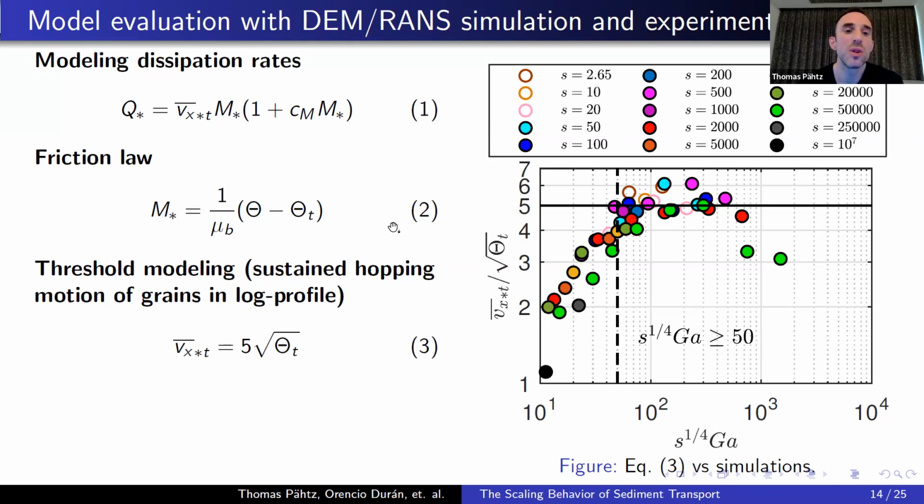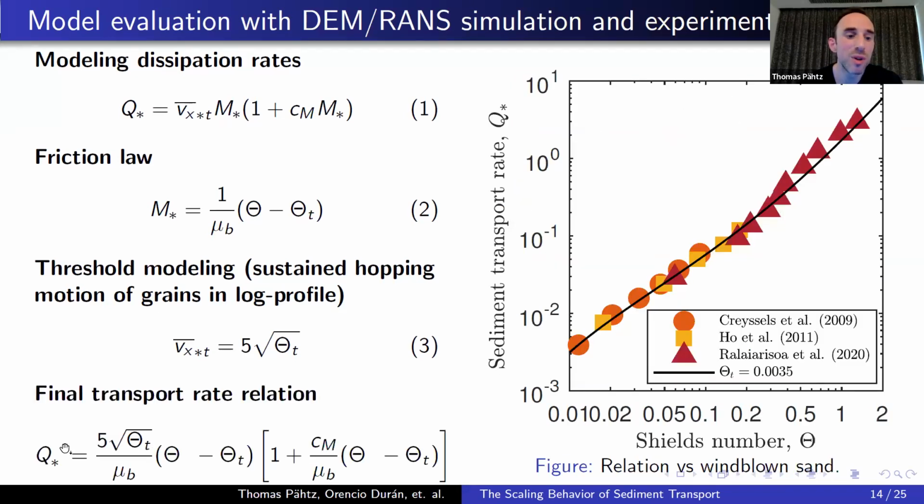Okay. So now we can put these two equations in and get to a final equation. That would be this one. And then we can compare this final equation, not with numerical simulations as we have done, but now with actual measurements. And at this stage, the only thing that we fit is this value theta t. What you see here on the right-hand side are measurements for wind-blown sand on Earth.